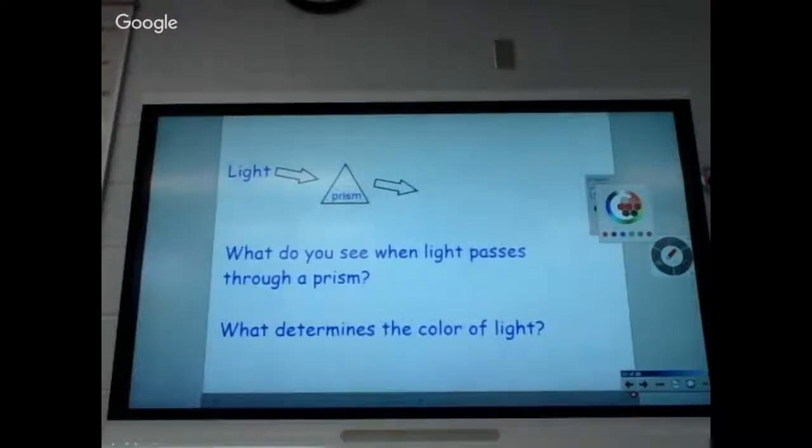All right. Now, you guys have all seen this before, so this should not be earth-shattering to y'all. In earlier science classes, y'all have had light pass through a prism. Look through the narrow end and point the wide end to the lights. What happens when you look through a prism? What do you see?